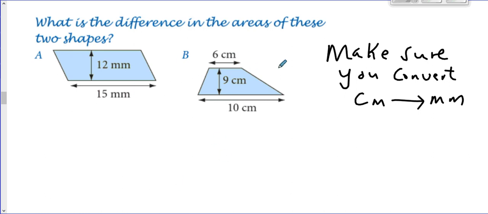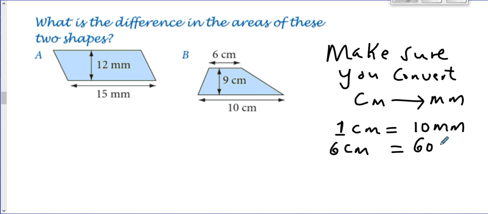So you go to King Henry Daughter, which says 1 centimeter equals 10 millimeters. Now, how about 6 centimeters? Cross multiply, so it will be 6 times 10 divided by 1. The answer will be 60 millimeters. So 6 centimeters will be equal to 60 millimeters.